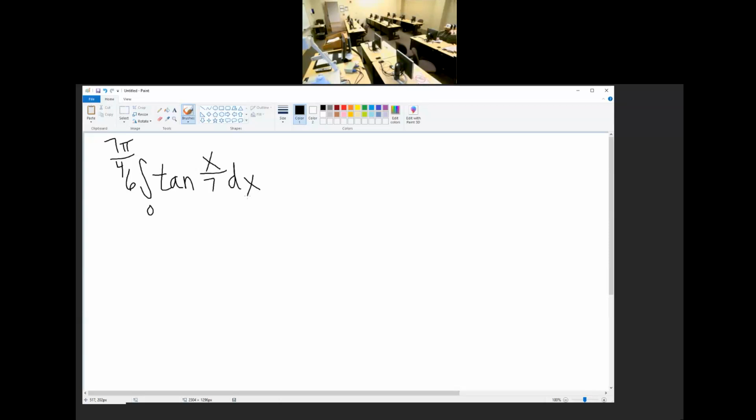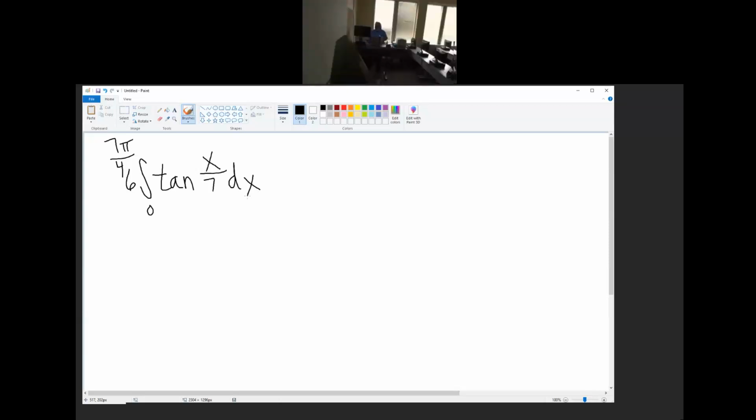Now, we're going to use substitution here to figure this out. If we let u equal tangent, then the derivative would be secant squared, and we don't have a secant squared to plug in. So let's make it easier on us and let u equal x over 7.